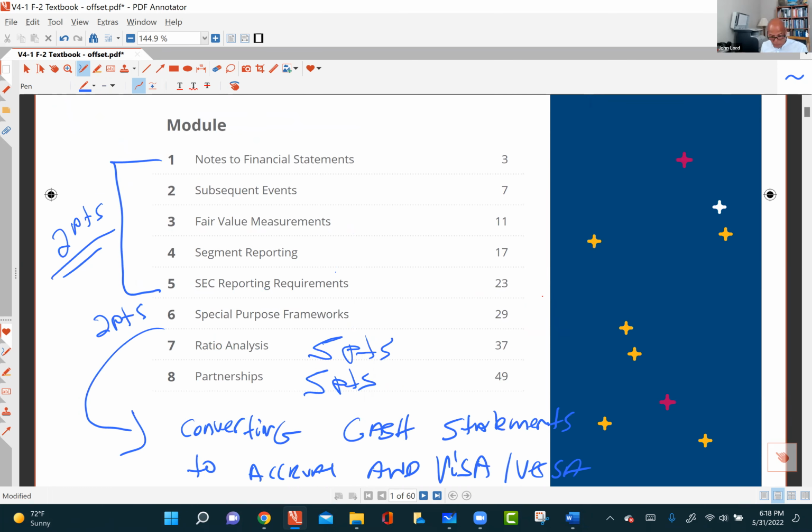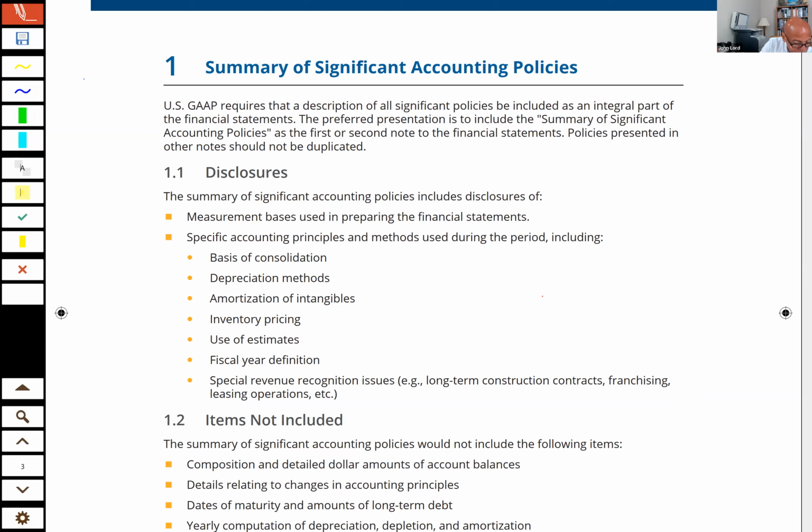And what we're really talking about here is the footnote summary of significant accounting policies. And I think that you have probably been required in one of your classes to take a look at that footnote. It is usually the first or second footnote in the financial statements, and it explains things like the measurement basis, accounting principles, what the depreciation methods are, inventory pricing. Are we using completed contract or percentage of completion method to account for our contracts? That sort of thing is in that first footnote.